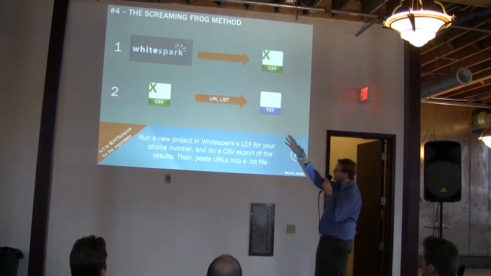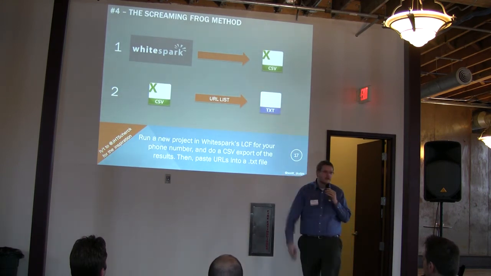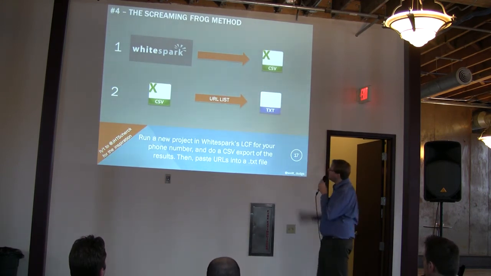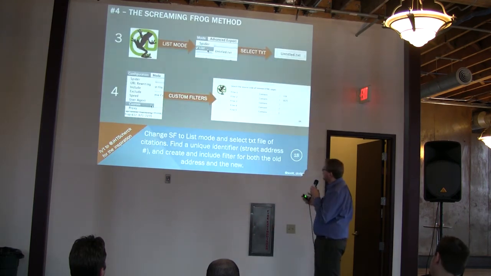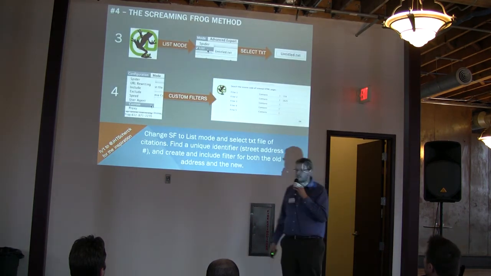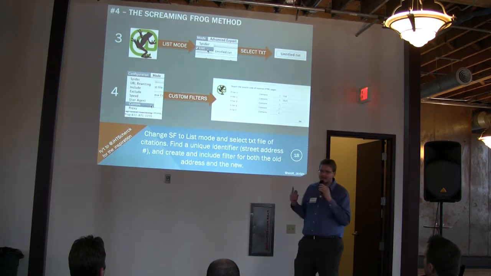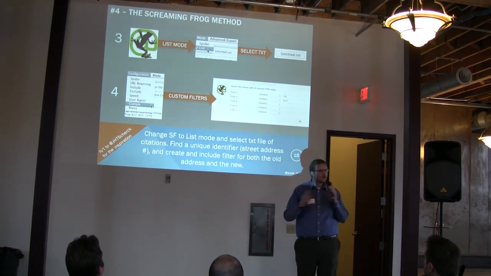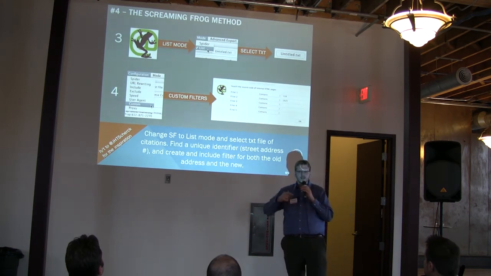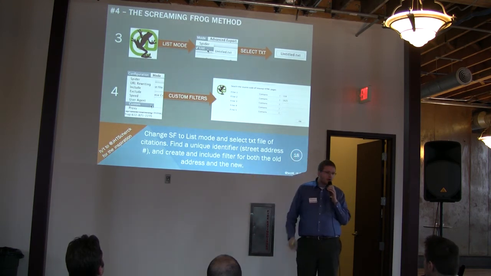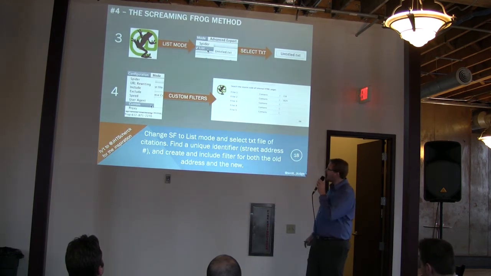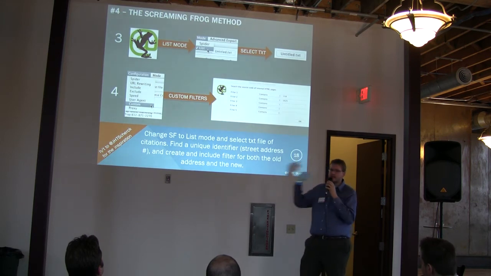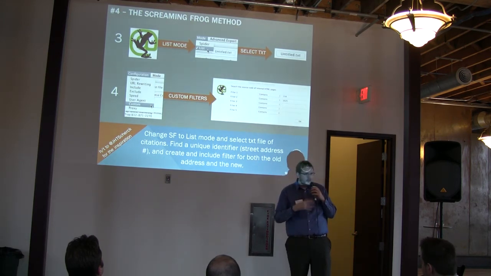So what we do is we throw the correct phone number into Whitespark. We get an entire list of all these citations, and then we export it into a CSV. Then we take that CSV and throw it into a TXT document, just the URL list. Then Screaming Frog has a list mode. It's basically a site crawler, and you can do it two ways. You can either put in a URL and it'll crawl, or you can have a text file of URLs and it will crawl that list. So what we have here is a text file filled with every citation about Spider Trap. It's starting to come together.